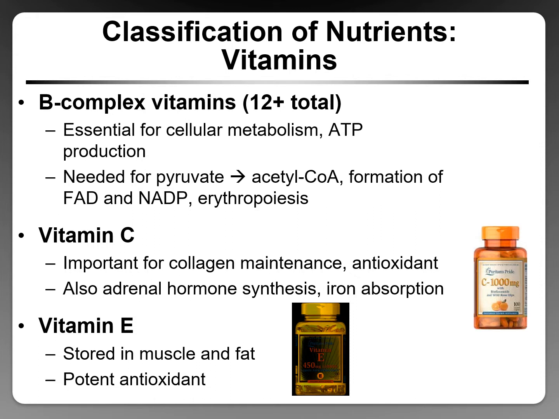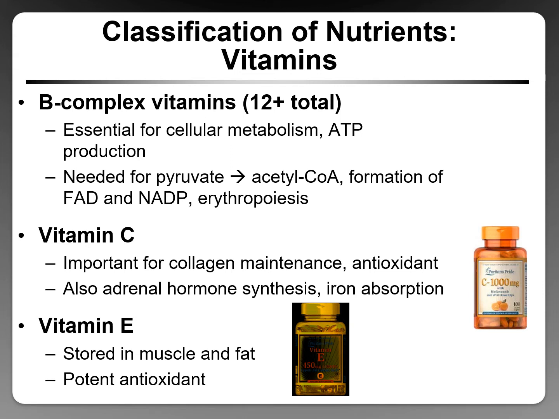Vitamin C is also important. Again, another water soluble vitamin that is important for collagen maintenance and as an antioxidant. So these are going to make sure that damage isn't occurring at high levels to the cell when we're making reactive oxygen species or ROSs. They're also going to be important for adrenal hormone synthesis and for iron absorption. So if someone is anemic, needing to increase their red blood cell production, they may be taking B complex vitamins, iron, and vitamin C to help with that iron absorption.